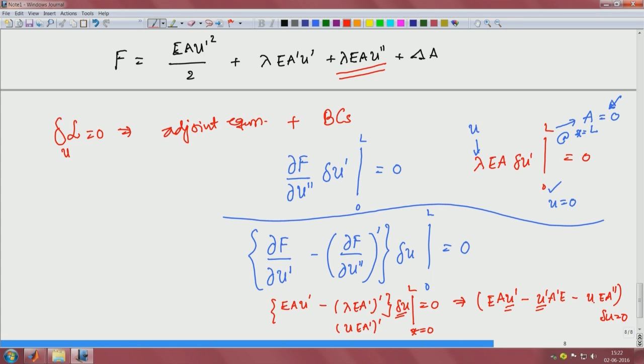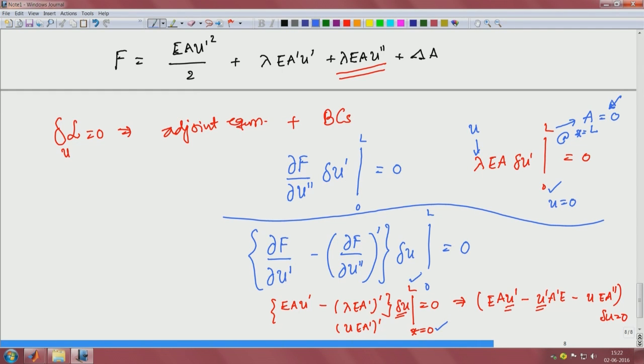So for that to be, because delta U is not 0 at the other end, this should be 0. E is not 0, A is not 0, A double prime should be equal to 0, which we have because we got A to be a linear profile. When you take one derivative it will be constant, second derivative you take it is 0. So that is also satisfied. So both this end and that end, these are satisfied. What we got out of that is this thing, A double prime equal to 0.